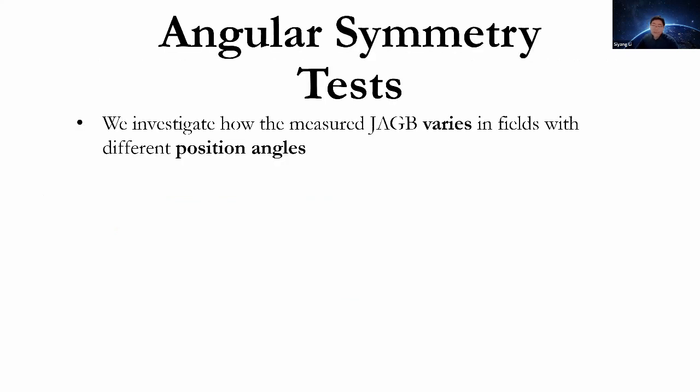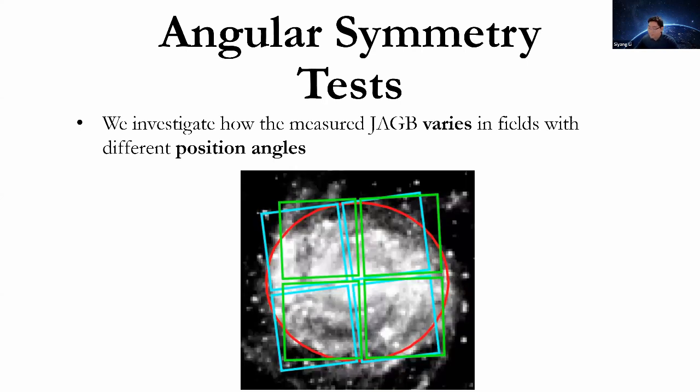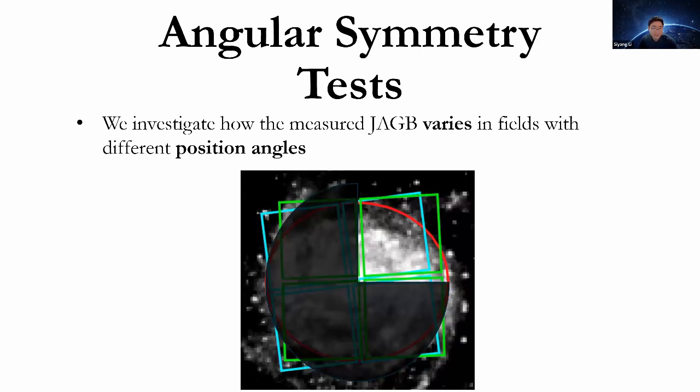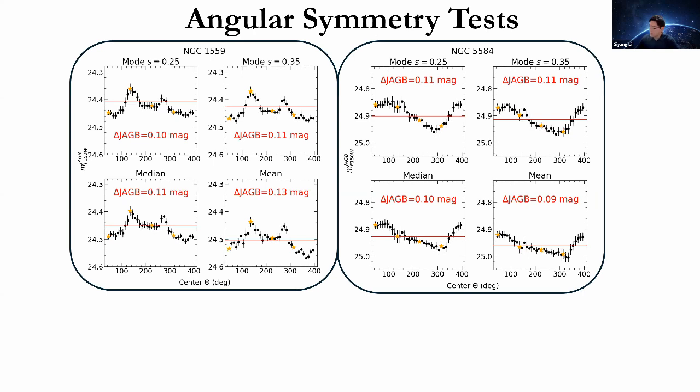So the next thing we looked at are what we're going to call angular symmetry tests. So this uses the same principle as before. Ideally, for a good standard candle, we would expect that the magnitude of your standard candle should not really vary significantly depending on the angle you look at around a galaxy. Now, how we do this is we take our galaxy, and then we define this 90-degree window, which I'm trying to show here. We measure the JHB in this 90-degree window, and then we simply slide that window 360 degrees. And so this is what the results look like.